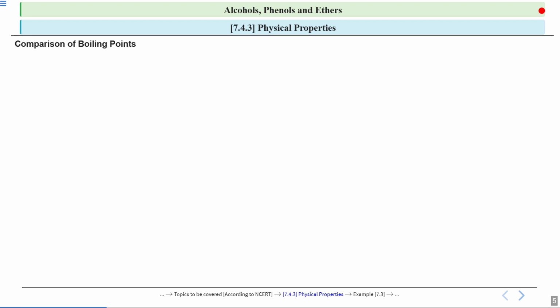So first we are going to see the physical properties of alcohols, phenols and ethers. So we will compare the boiling points, whose boiling point is more and whose is less, and what is the reason behind their boiling points. So first, if we see the boiling points of alcohols and phenols. Now we know that in alcohols and phenols, we have the OH group, that is the hydroxyl group. Because of this OH group, there is strong intermolecular hydrogen bonding.